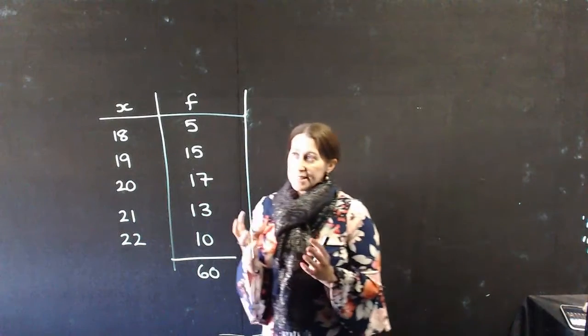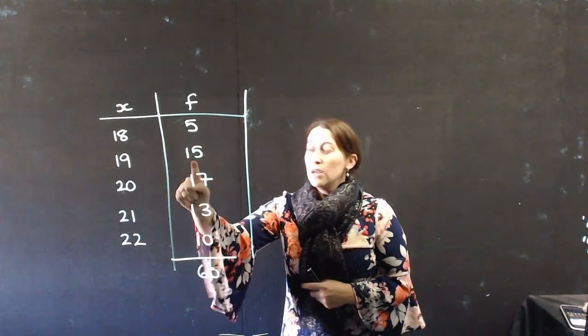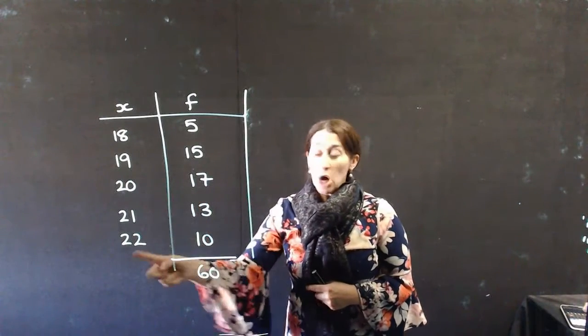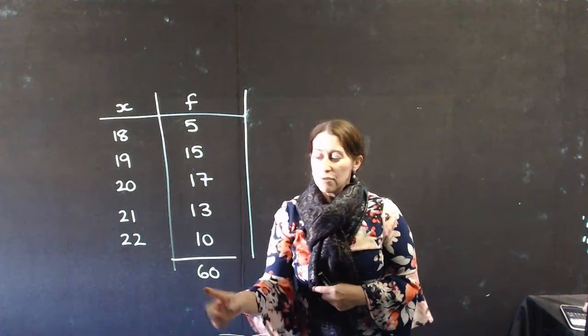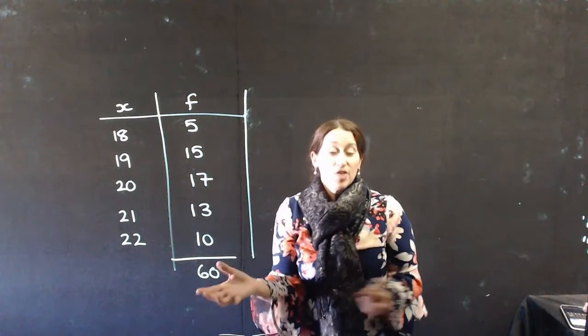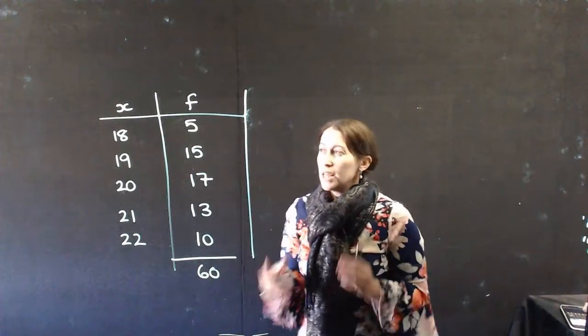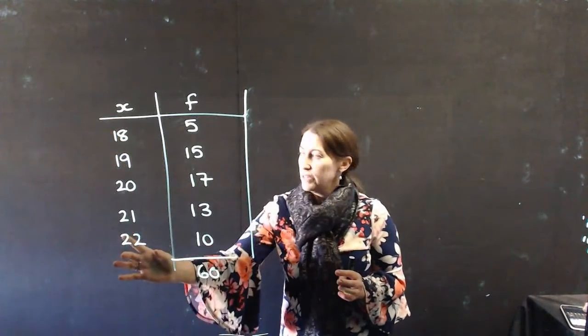So, we need to understand that there were 5 18-year-olds at this party. There were 15 19-year-olds at this party, and so on. In fact, the oldest people at the party were 22. If we sum the frequency, it tells us how much data we have. In other words, there were 60 people at the party. And every person at the party was somewhere between the ages of 18 and 22.